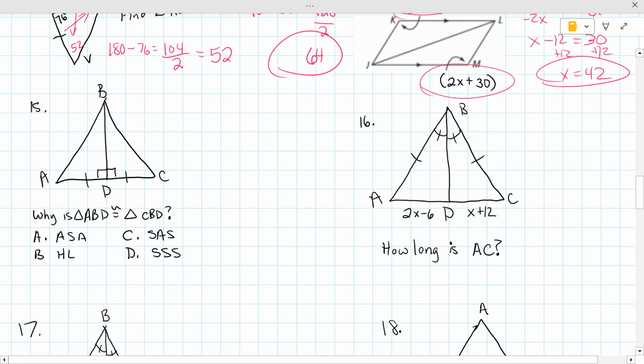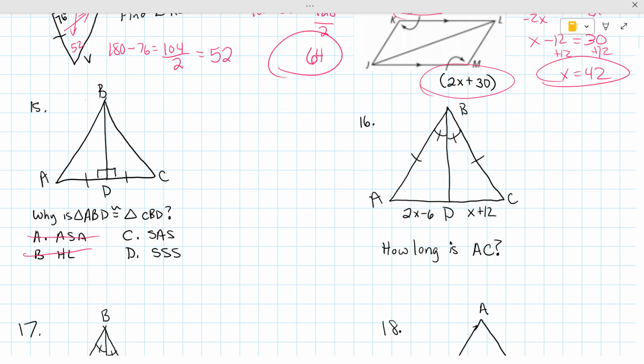Why are these two triangles congruent for 15? Is it angle side angle? What two angles do we know? I only know this angle. I don't know either of these angles, so it can't be angle side angle. Do we know the hypotenuse of either of these? No, so it's not HL.